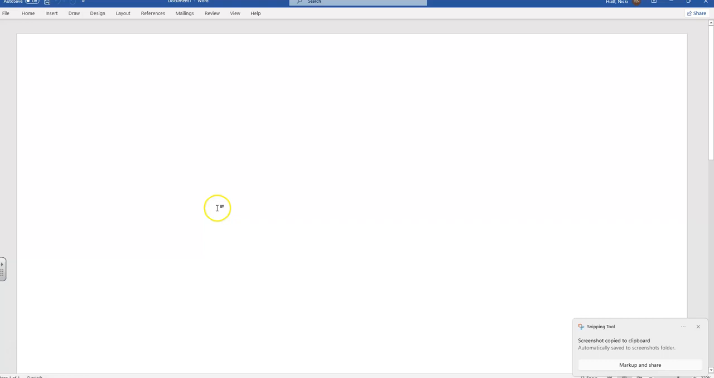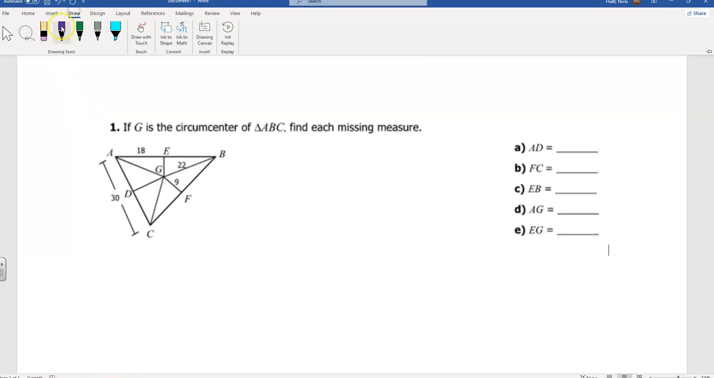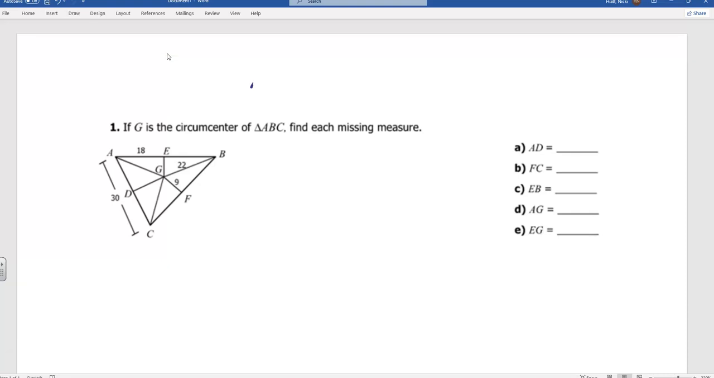So this is on the worksheet here. Alright, so this one tells us that this is a circumcenter. What I like to do for these problems is draw in everything I know that's easy, even before I look at what they're asking me for. A circumcenter means that you've got perpendicular bisectors. So that means this would be a perpendicular bisector.